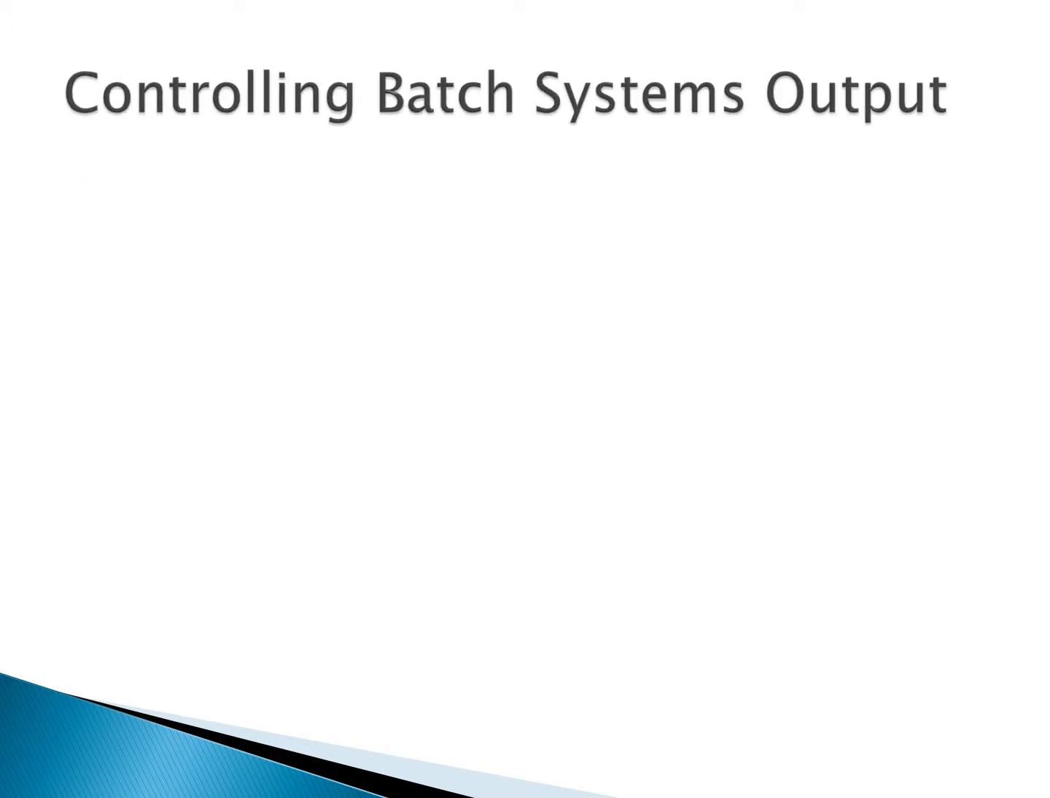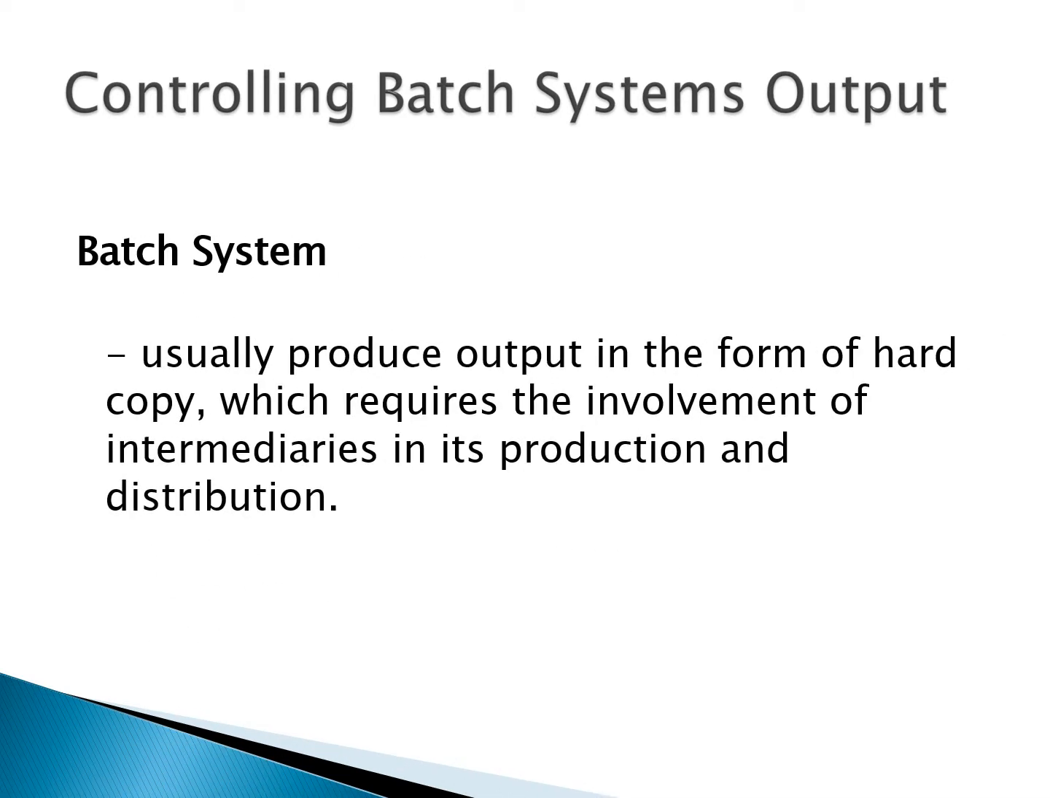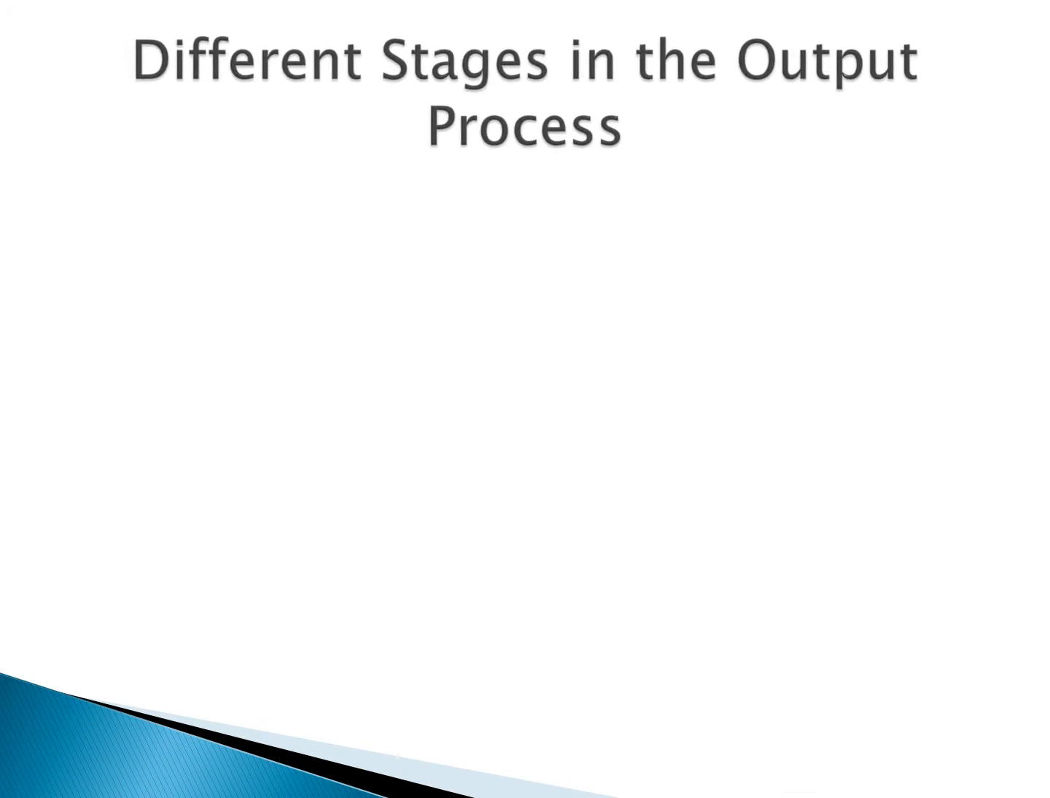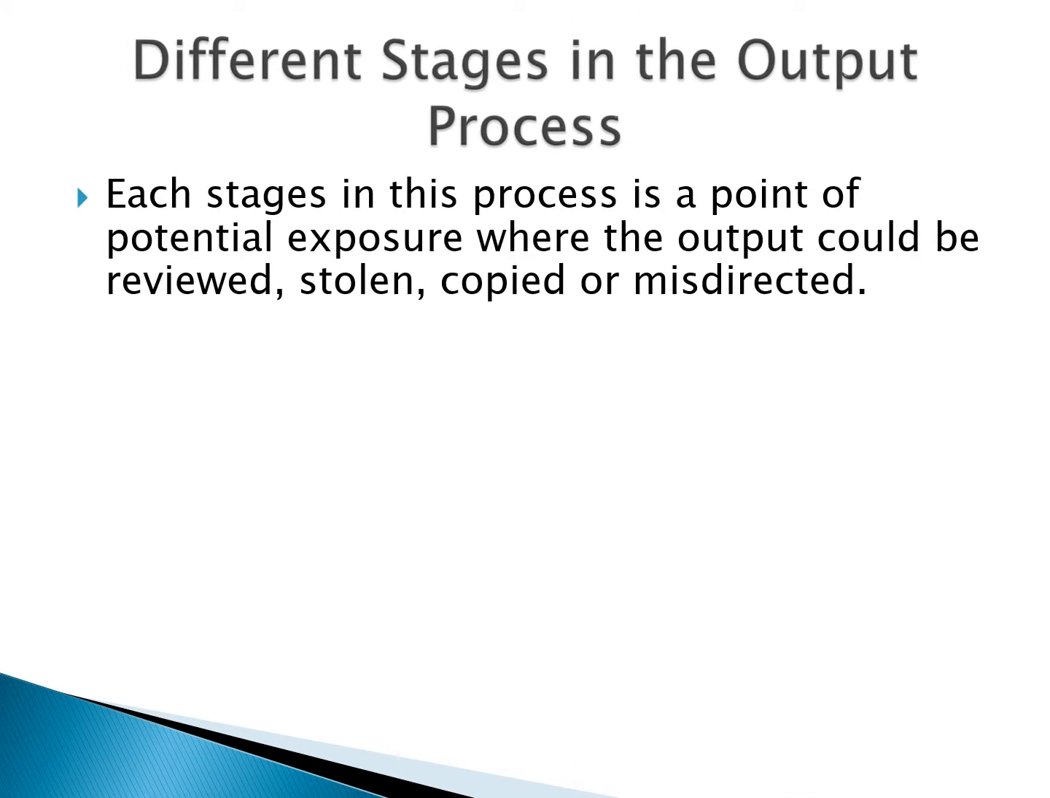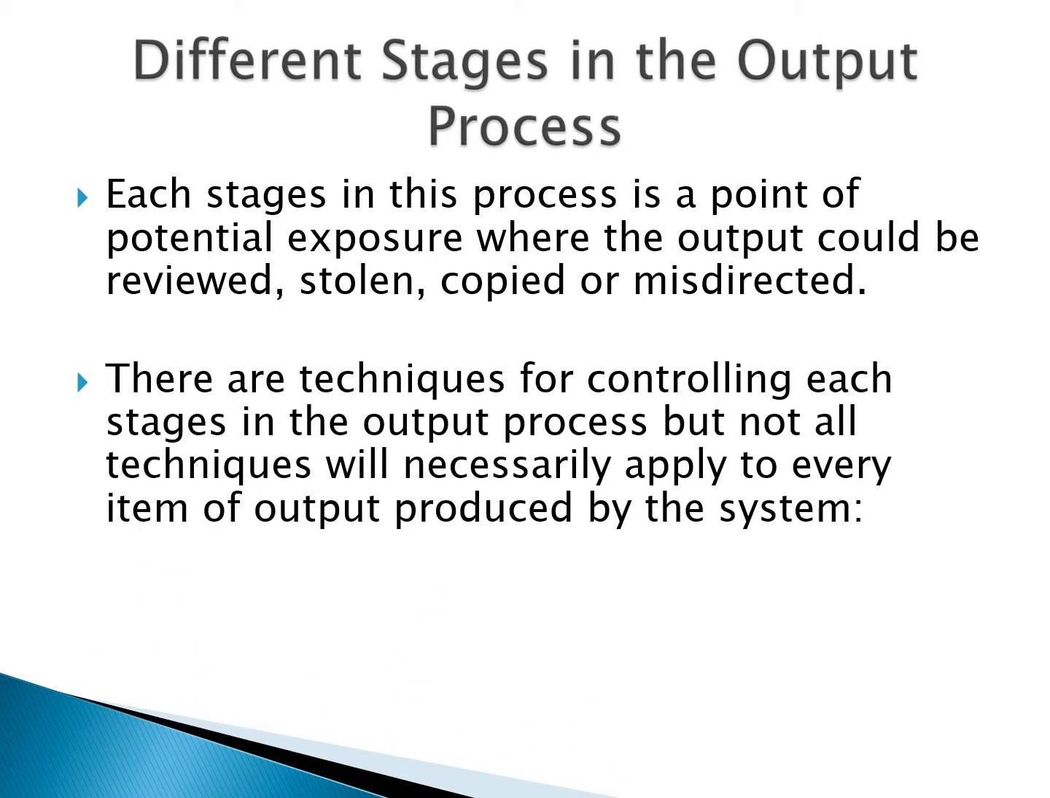Controlling batch systems output. The batch system usually produces output in the form of hard copy, which requires the involvement of intermediaries in its production and distribution. The different stages in the output process: each stage in this process is a point of potential exposure where the output could be reviewed, stolen, copied, or misdirected. There are techniques for controlling each stage in the output process, but not all techniques will necessarily apply to every item of output produced by the system.